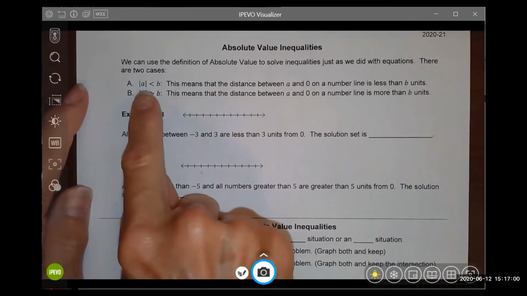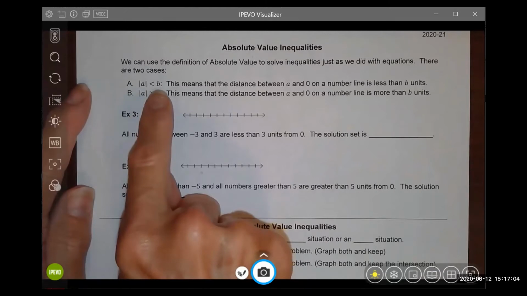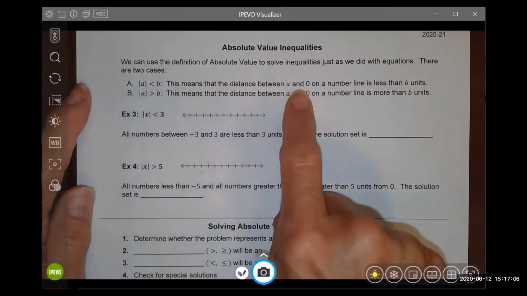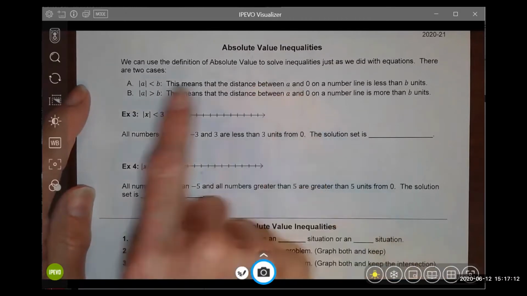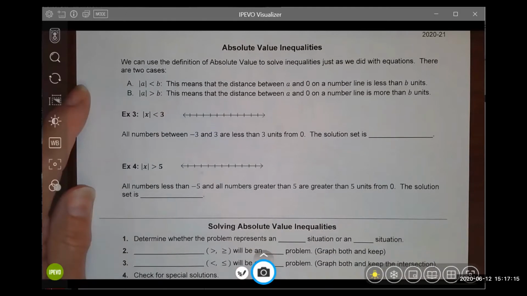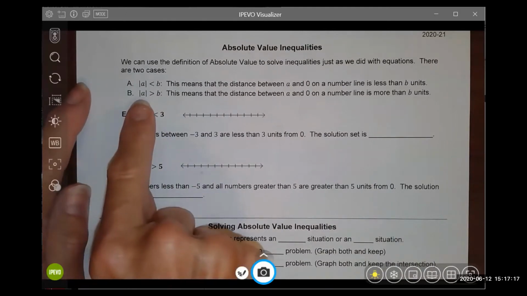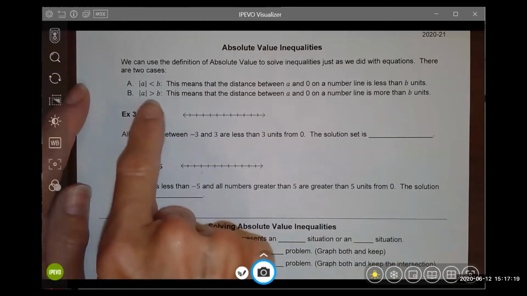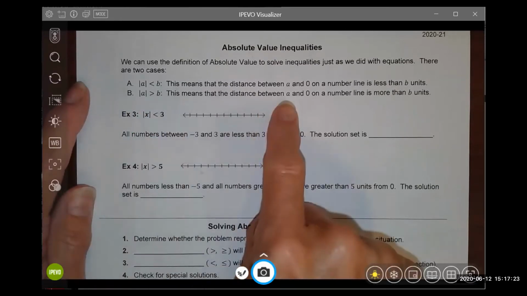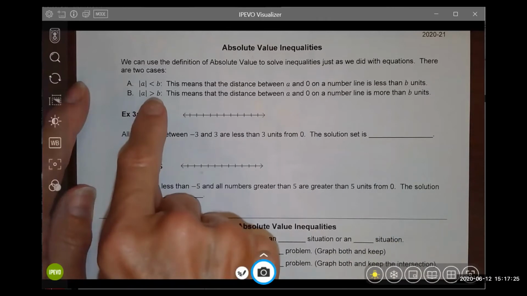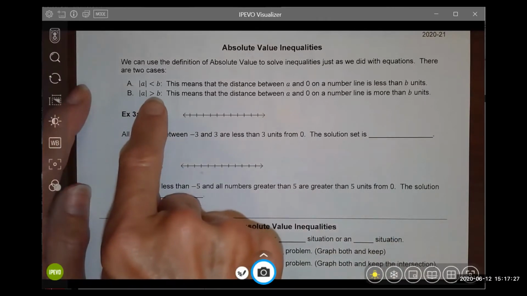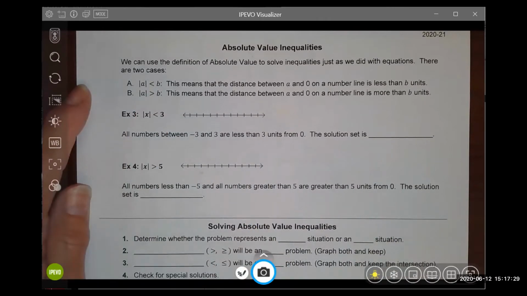For the first one, the absolute value of A can be less than some number B, which means that on the number line, the distance between A and 0 has to be less than B. The other case, when the absolute value of A has to be greater than B, means that the distance between A and 0 on a number line is going to be bigger or more than whatever number B references.